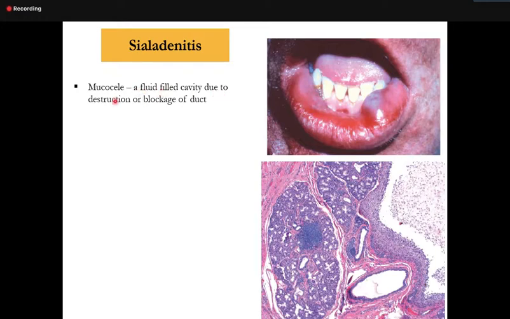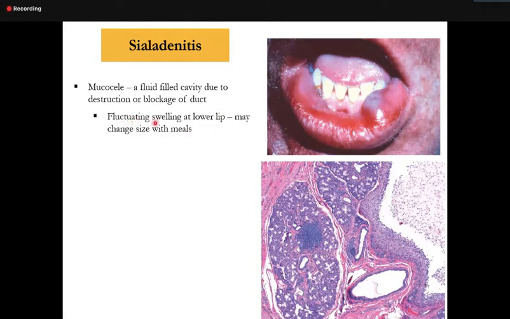It is a fluid-filled cavity due to destruction or blockage of the duct. Because, as I mentioned earlier, they are exocrine glands, they have a duct. So for any reason, if the duct is blocked because of some stone, because of infection, some food particles, because of some trauma, some punch during a fight, that duct can be blocked and ruptured. So as a result, the secretions will accumulate in the surrounding tissues, causing this cyst formation.